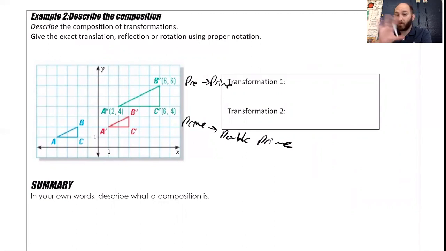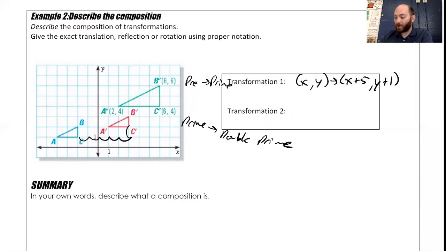When I look at that, there's no rotation, there's no reflection. It's just going 1, 2, 3, 4, 5 to the right and 1 up. And every single point's doing that. So A goes 1, 2, 3, 4, 5, 1 up. 1, 2, 3, 4, 5, 1 up. All right, so that means a translation that's going 5 to the right, I'm adding 5 to x. And it's going up 1, so I'm going to add 1 to y.